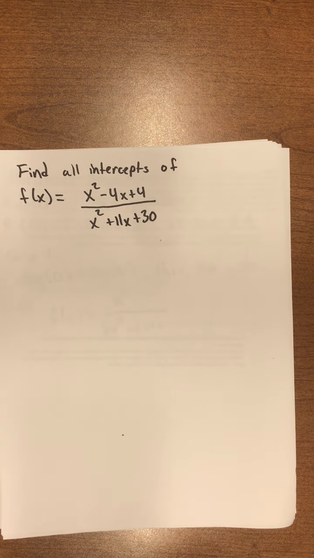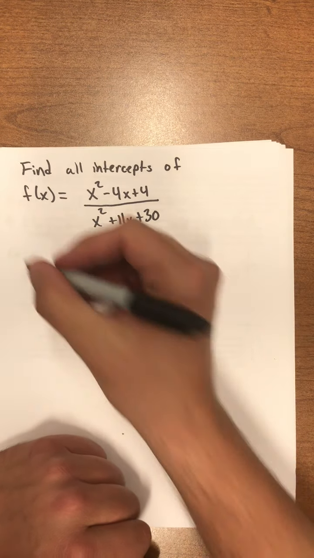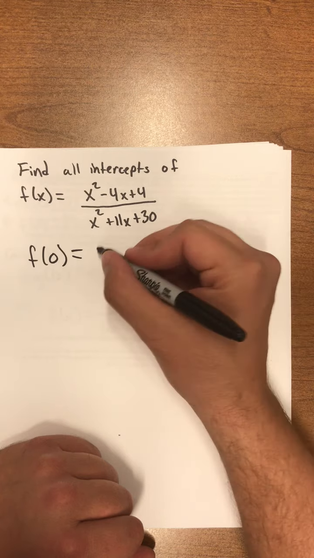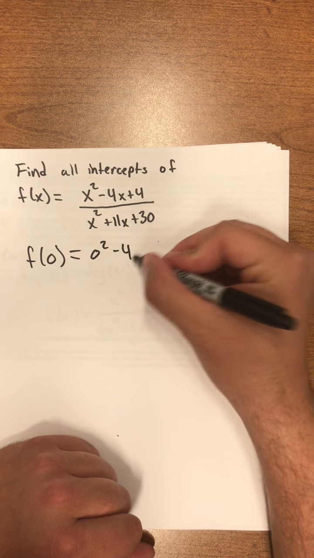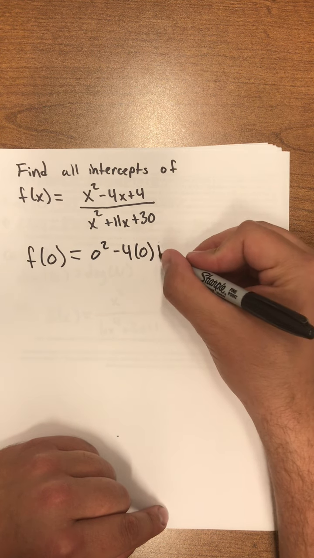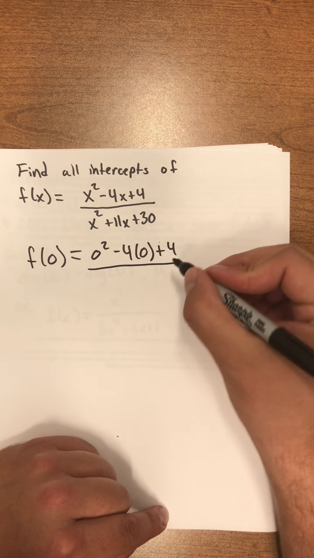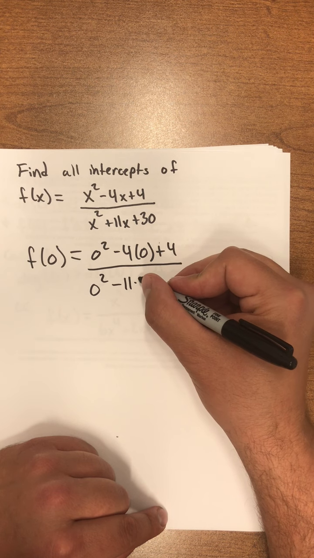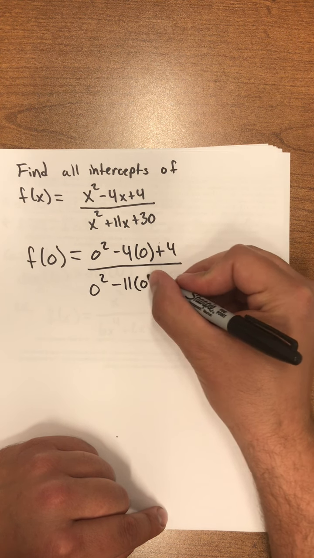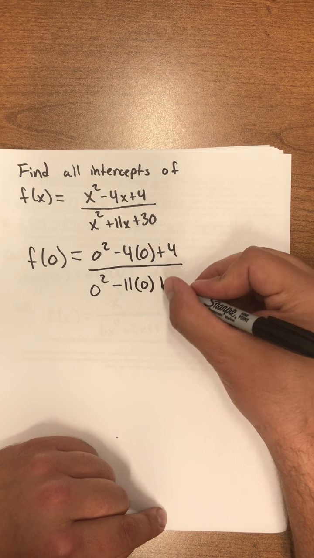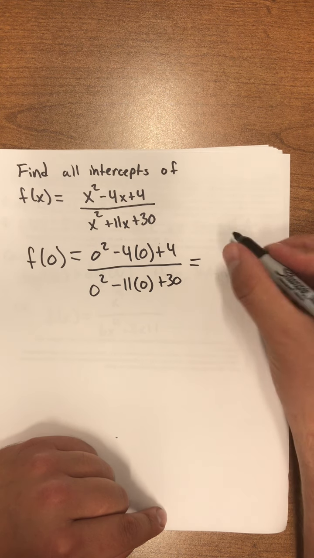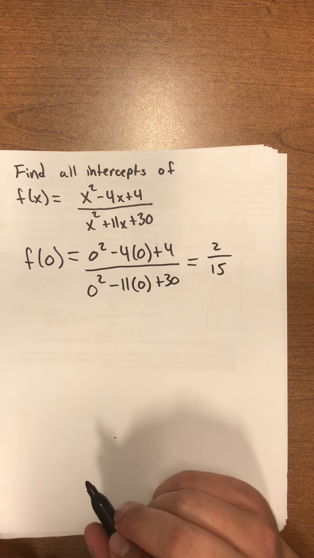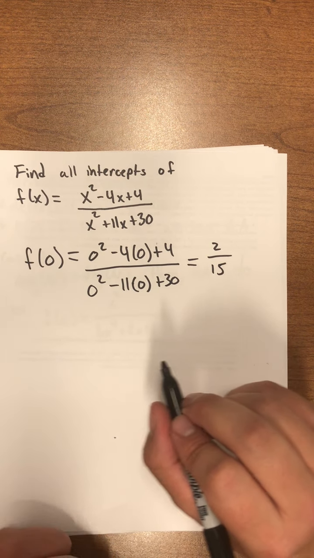So finding intercepts for any function does not change. The y-intercept is f of 0. F of 0 I am a big fan of because 0 helps me do arithmetic accurately. And for polynomials, you know that it's always just the constant that's left over after you plug in 0. So it looks like we're going to have 4 over 30, which is 2 over 15. So the ordered pair (0, 2/15) is on the graph.